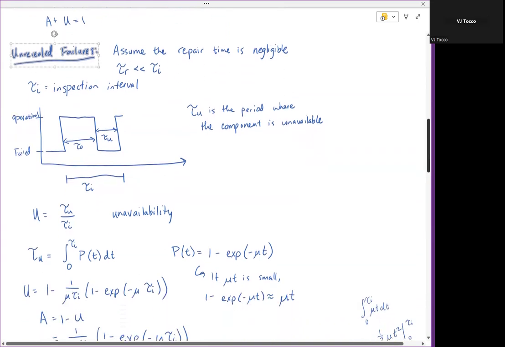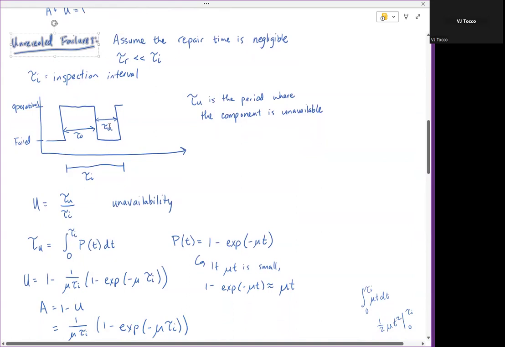The unavailability of this piece of process equipment is going to be tau u over the entire interval. And I can also express this as the integral of the probability of failure function. So remember, the probability of failure is 1 minus the reliability, or 1 minus e to the minus mu t.